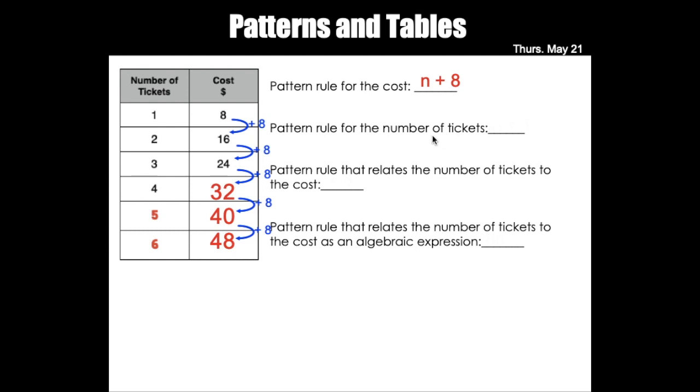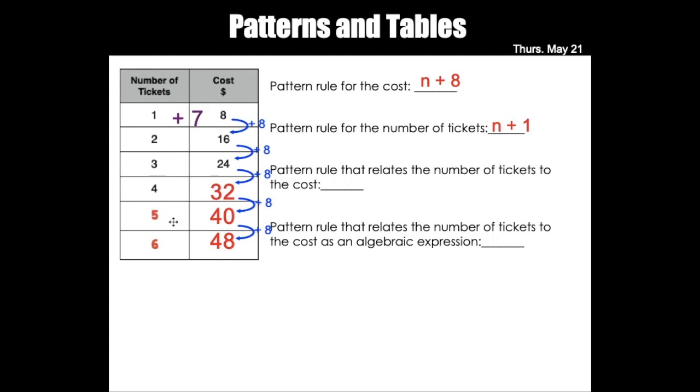What's the pattern rule for the number of tickets? 1 ticket, 2, 3, 4, 5, 6 tickets. Well, that was pretty easy. It's just going up by 1 each time. Now here comes the tricky part that's new. We've already done patterns like this. We want to look at the pattern rule that relates the number of tickets, so this number, to the cost. How am I getting from 1 to 8? It's an increasing pattern, so I can multiply or add.